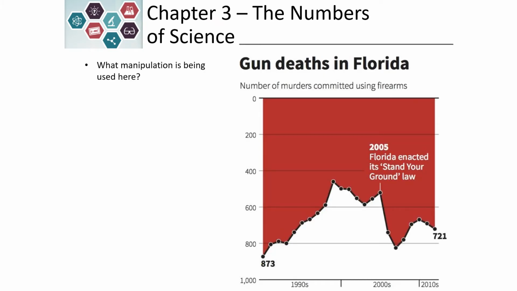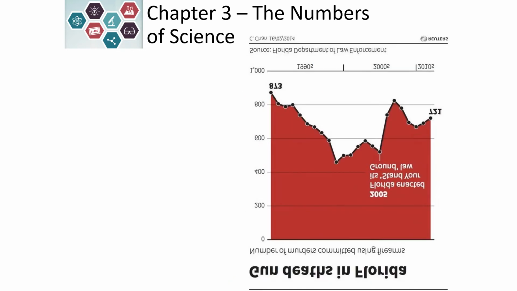What manipulation is being used here? This is going against conventions. The y-axis is upside down. It actually starts at 0 and increases towards the bottom. So to look at this graph appropriately, we actually have to flip it around. And so we see that once the legislation was introduced, the gun deaths actually increased.